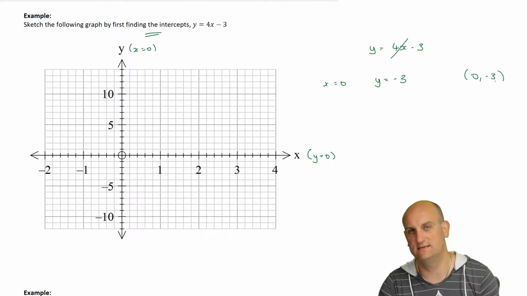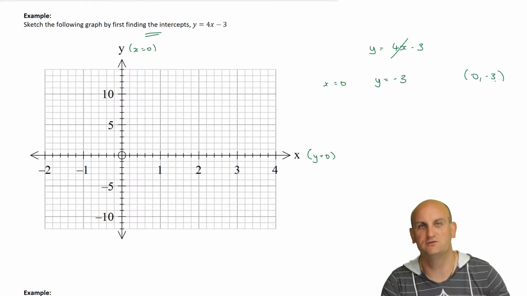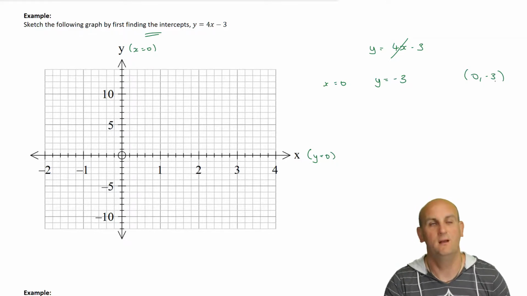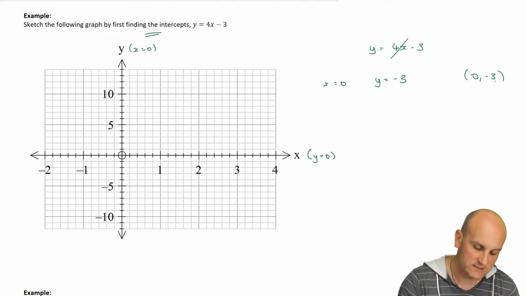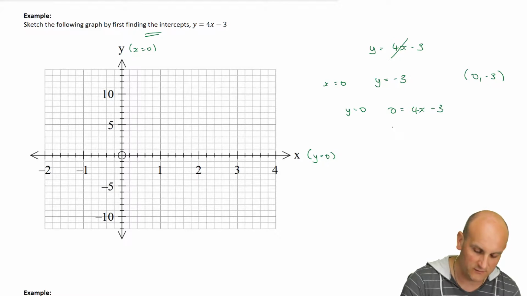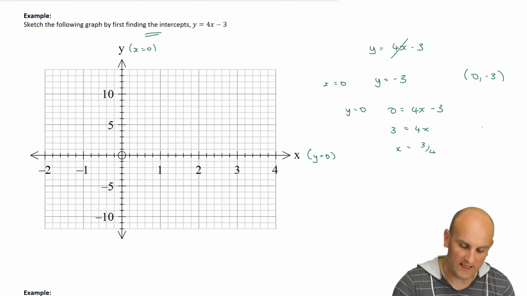my first intercept. Now you can turn around and say, well, hold on a moment, I could have just read that. That's in gradient intercept form. I know, there's lots of ways of doing maths. Chill. The next one, obviously, I'm going to make y equals 0. So in that situation, we'd end up with 0 is equal to 4x minus 3. Add 3 to both sides. Gives me 3 is equal to 4x, or x is equal to 3/4.